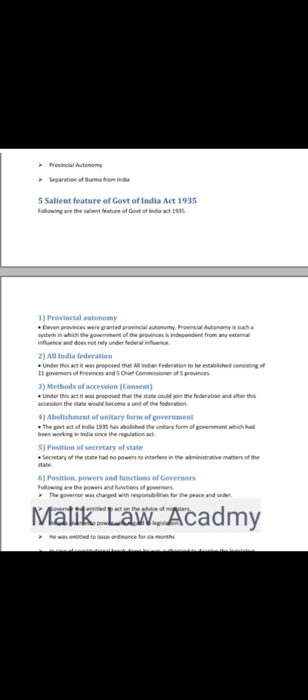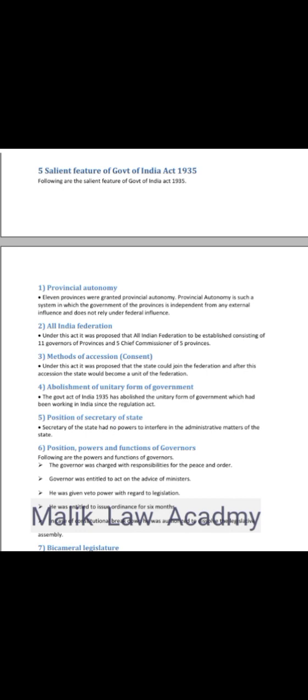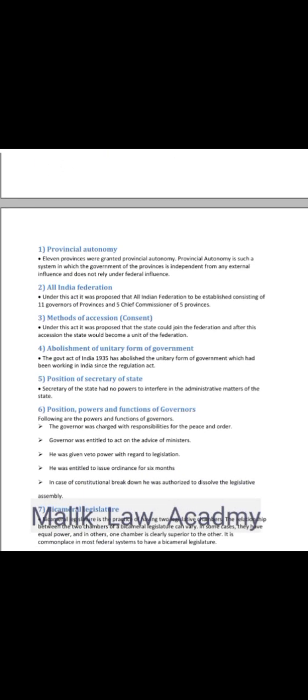Abolishment of unitary form of government. The Government of India Act 1935 abolished the unitary form of government which had been working in India since the Regulating Act. Position of Secretary of State. The Secretary of State had no power to interfere in the administrative matters of the provinces.